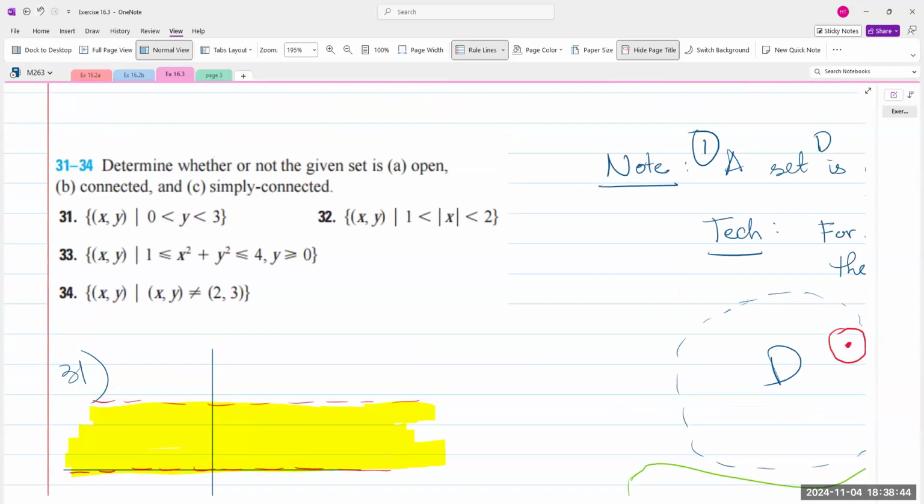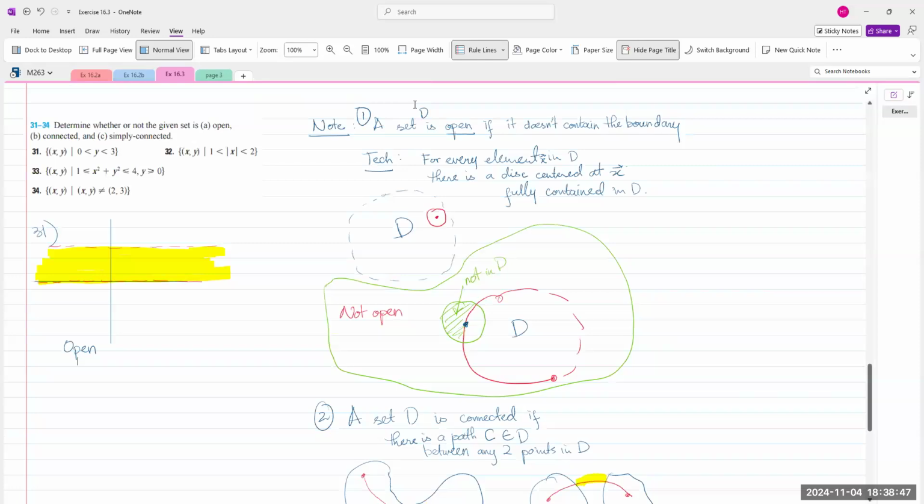Second, is it connected? Yes, because any 2 points you choose in here, you can always draw a path fully contained in that region. So it is connected. Is it simply connected? However you draw the loop, as long as the path is fully contained in the region, then the region enclosed by that path must also be fully contained in the region. So not only is it connected, it is also simply connected.